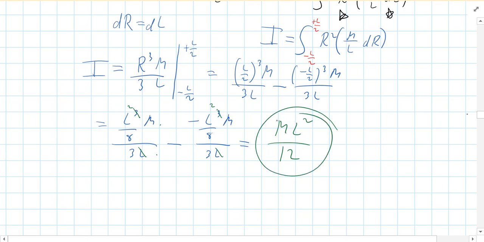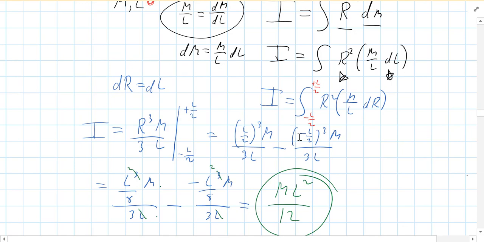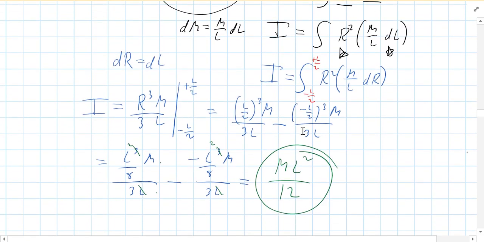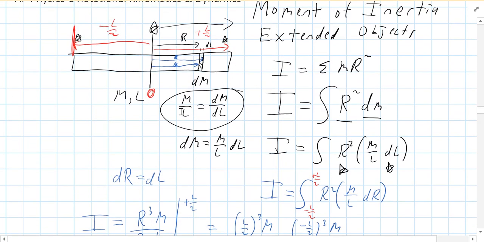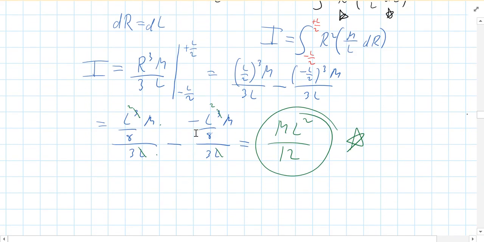So the moment of inertia of that meter stick is mL squared over 12. Now, by the way, there is a chart of these in the chapter, or you can look it up online too. So if you look up a rod, this would be a uniform rod, and find out what its moment of inertia is about its center of mass, you would see it's mL squared over 12, or 1/12 mL squared.